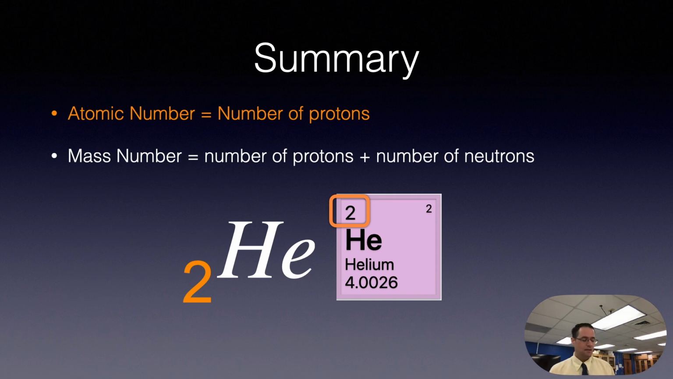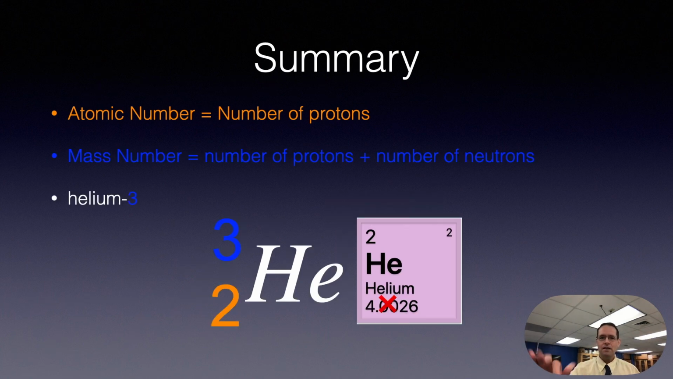Let me give you a summary. We've talked about the atomic number, which is the number of protons. That's obtained by the whole number on the periodic table. And in our nuclear symbol, it's indicated as a bottom left subscript, okay? We've talked about the mass number. The mass number is equal to the number of protons plus the number of neutrons. It is indicated as a superscript to the left of the element symbol, okay?